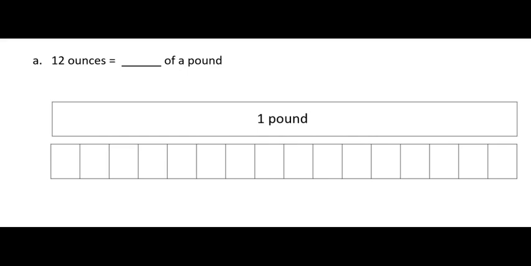The next example is asking for 12 ounces. 12 ounces is what fraction of a pound? I'll start by shading in the 12 ounces in the bottom tape diagram. And there's my 12 ounces. Since I shaded in 12 pieces out of the 16 that make up a pound, we can say 12 ounces is the same thing as 12/16 of a pound. And that's how we can relate fractions to measurement conversions as well.